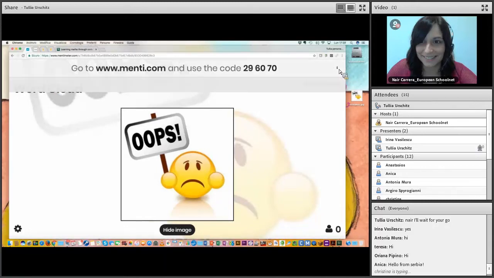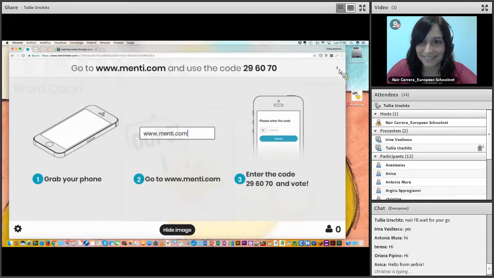Yeah. So you can do it with your phone or also with a computer. Go to www.menti.com and you will be asked to put a code. Then you find. Yes, and then I can see but there is no question, so you do the question.